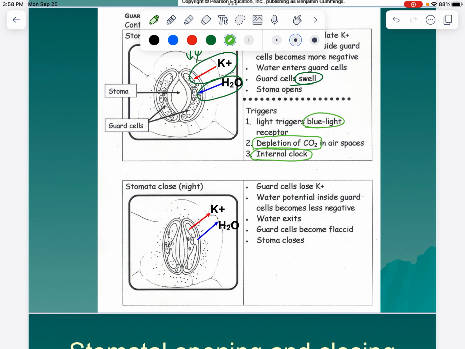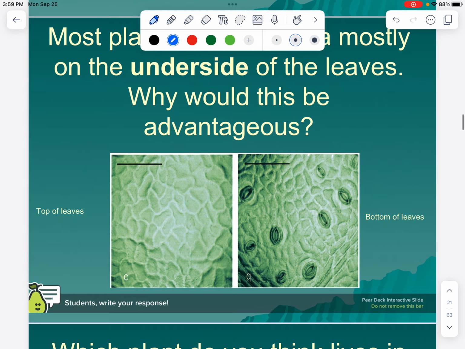Okay, in order to close the stomata, the exact opposite needs to happen. So potassium ions will leave the cell and water molecules will follow. All that loss of water will cause the guard cells to become flaccid. And that closes the stomata, which means that carbon dioxide can no longer enter and water can no longer exit the stomata. That usually happens during the night for most plants.